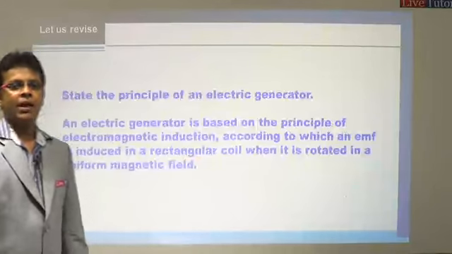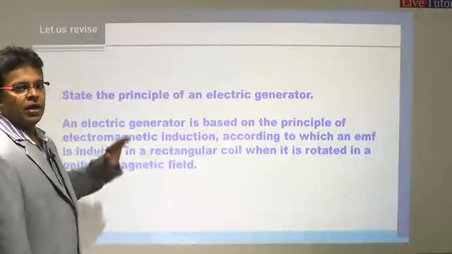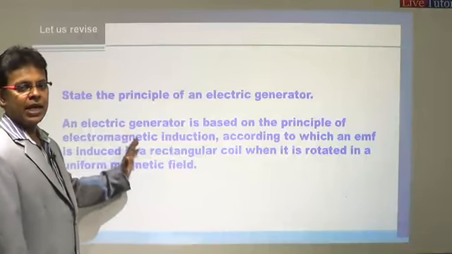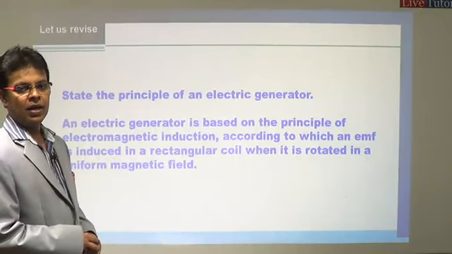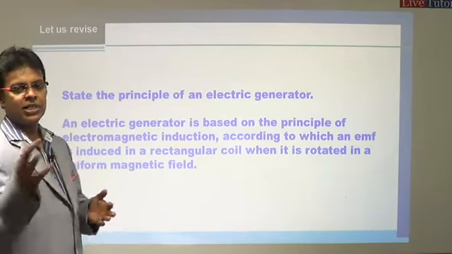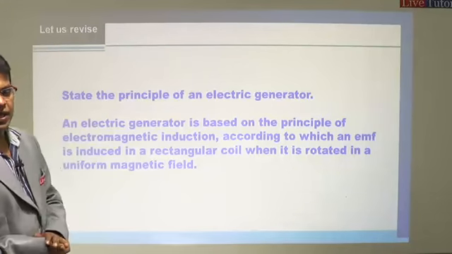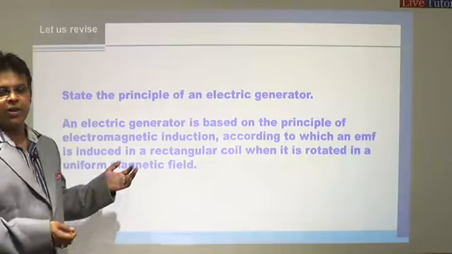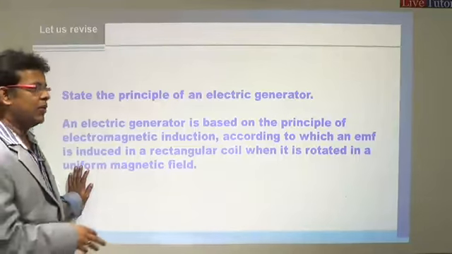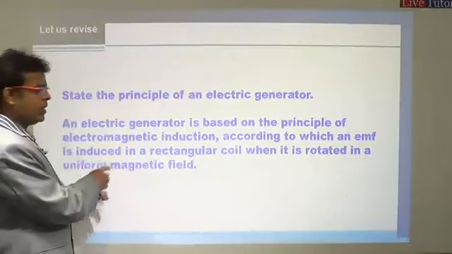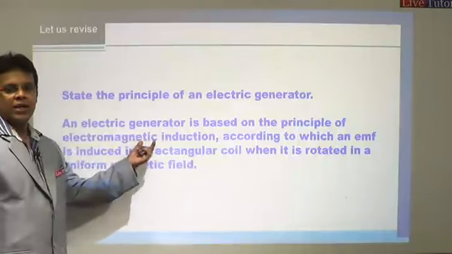And the next one is the principle of the electric generator. We know that it is based on the principle of electromagnetic induction, according to which an EMF is induced in the rectangular coil when it is rotated in a uniform magnetic field. You should not say simply it is based on Fleming's right hand rule. Fleming's right hand rule gives the direction of current. But what is the principle here? It is based on the principle of electromagnetic induction. This is a very important point.